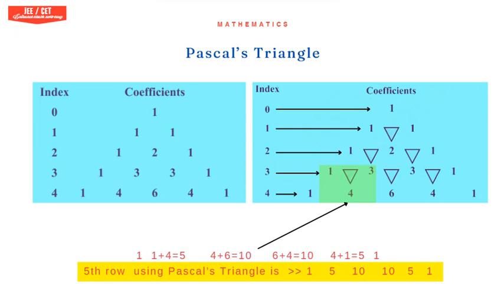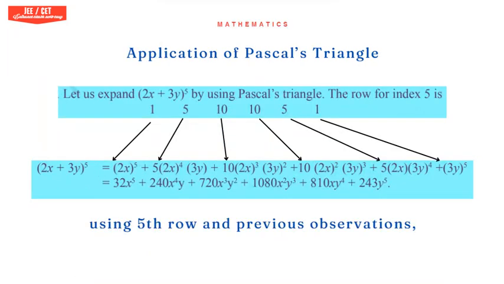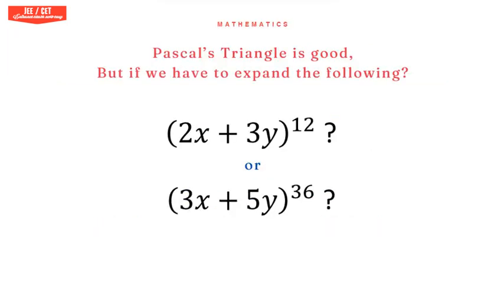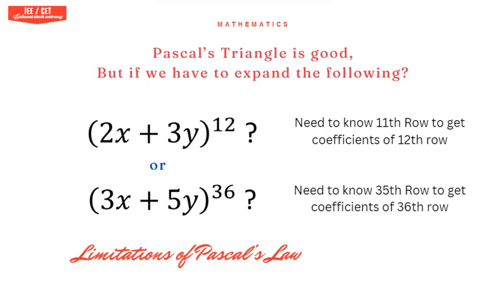From the previous example, we found out the coefficients of the fifth row index using Pascal's triangle. The row for index 5 is 1, 5, 10, 10, 5 and 1. With these coefficients of the row, we can simplify the binomial expression (2x plus 3y) raised to 5. But Pascal's triangle has a limitation. To find out the coefficients of index n, we need to know the coefficients for index n minus 1. For large values of the index, say 36, it is totally impractical.